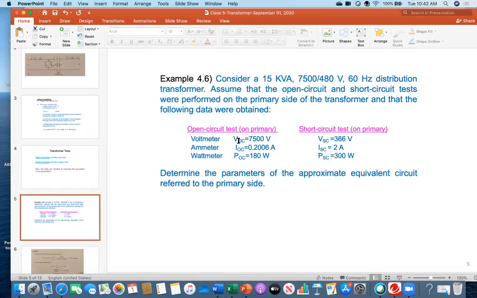From the open circuit test, you got these three ratings: VOC, IOC, POC. From the short circuit test on the primary, you got these three ratings. Now, based on these data, determine the parameters of the approximate equivalent circuit referred to the primary side.